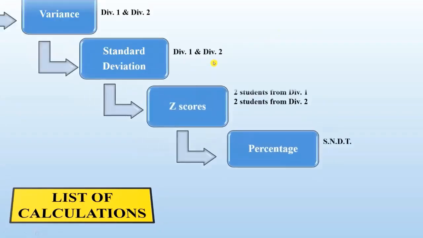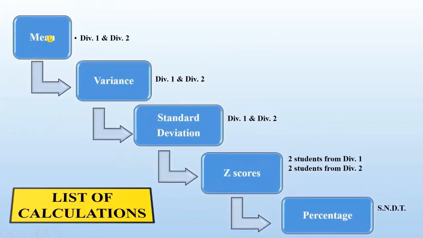So let us now quickly look at the list of all the calculations that we are going to do in order to complete the project. So the list looks something like this. As soon as you get the data from me, we are going to calculate the mean of both the divisions. Then we are going to calculate the variance of both the divisions. Then we are going to calculate standard deviation of both the divisions. And then we are going to calculate 4 Z scores.